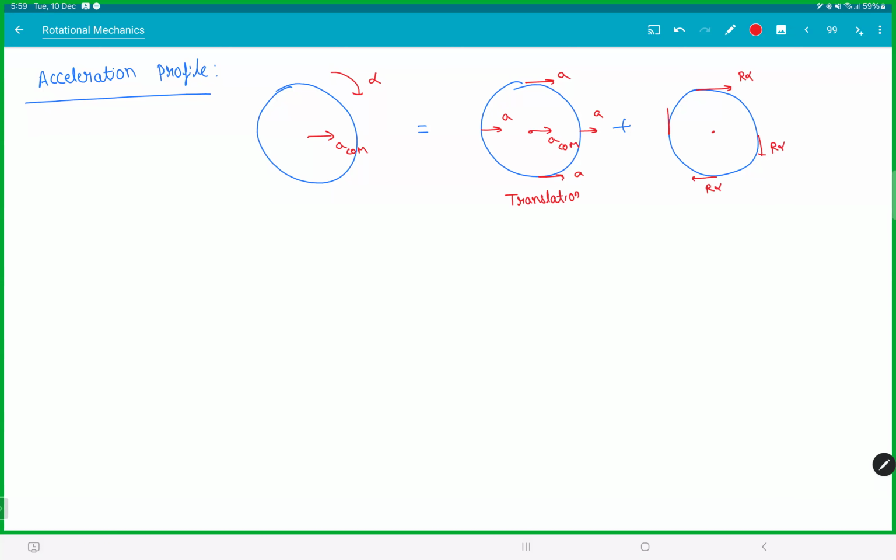See, that alpha's direction can be anything. I'm just taking it clockwise. It could have been anti-clockwise also. So we have translation and rotation. So when you add them up, it looks like velocity, but there's one more extra thing which will come.